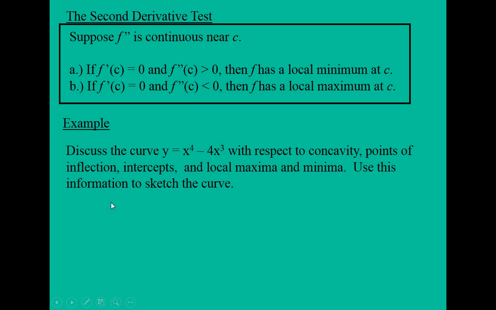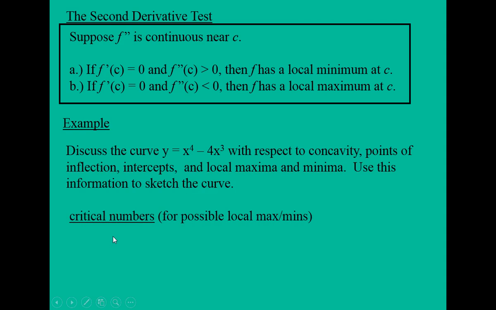Discuss the curve y equals x to the fourth minus 4x cubed with respect to the concavity, points of inflection, intercepts, and local maxima and minima. Use this information to sketch the curve. I don't have a lot of room on the board, so I'm just going to go through the slide and we'll discuss it along the way. However, I think it's a good idea to record on a piece of paper the values that we're finding, because at the very end, when we sketch the curve, I want you to see how everything matches up to the graph that we're going to sketch.